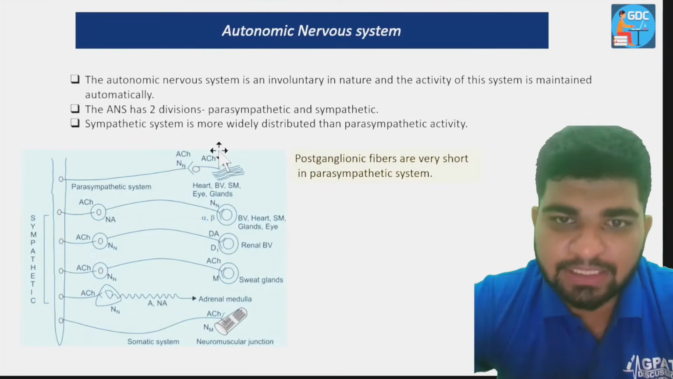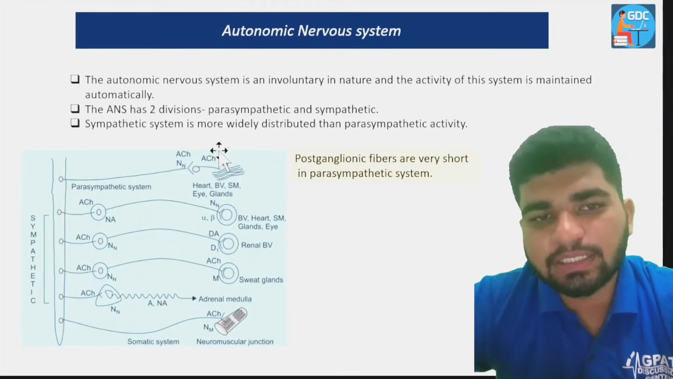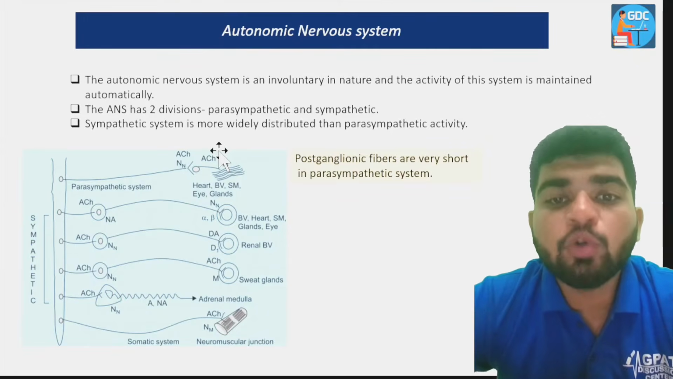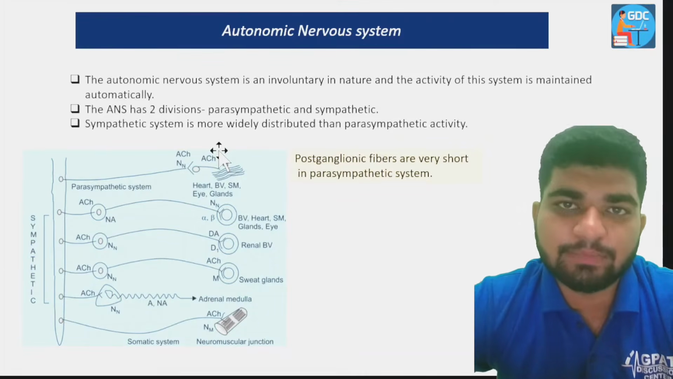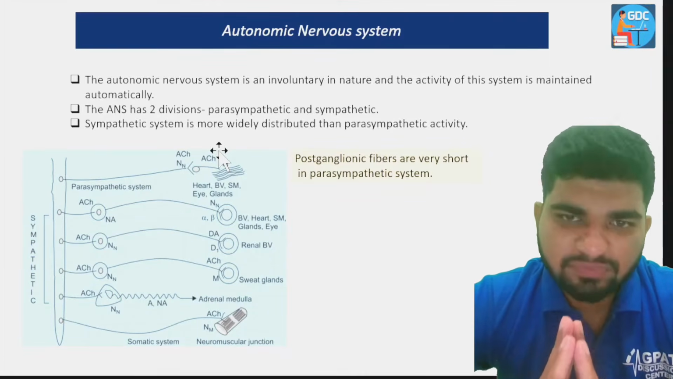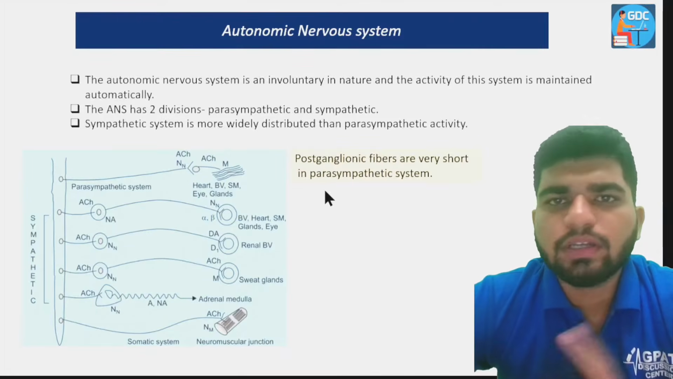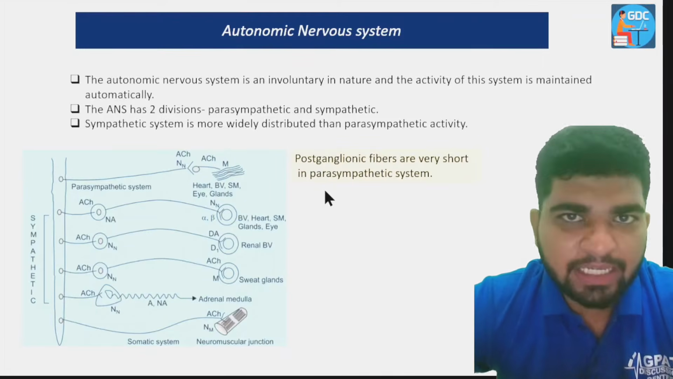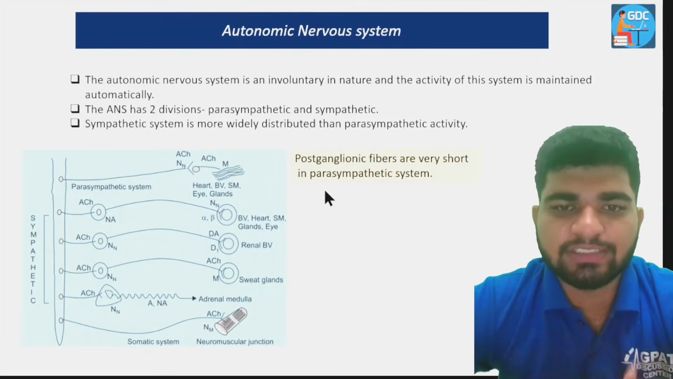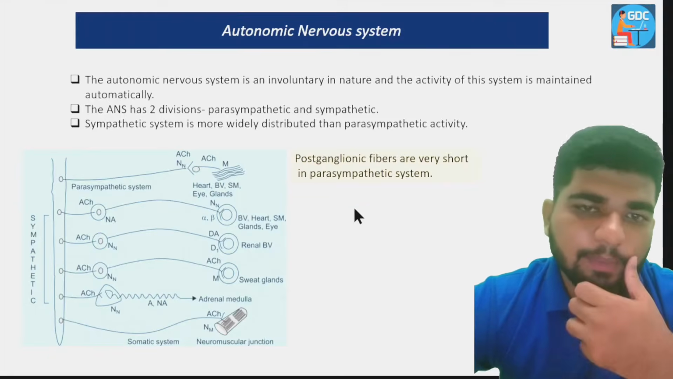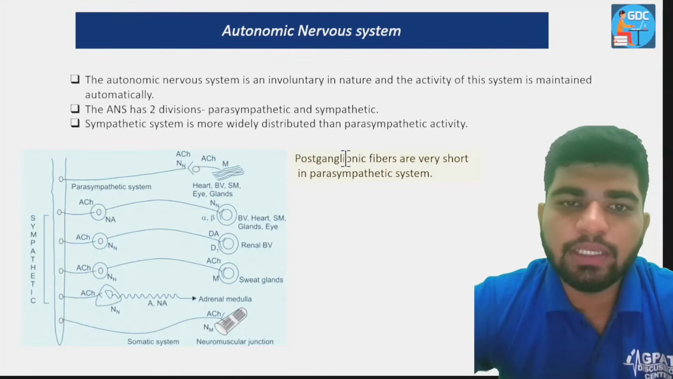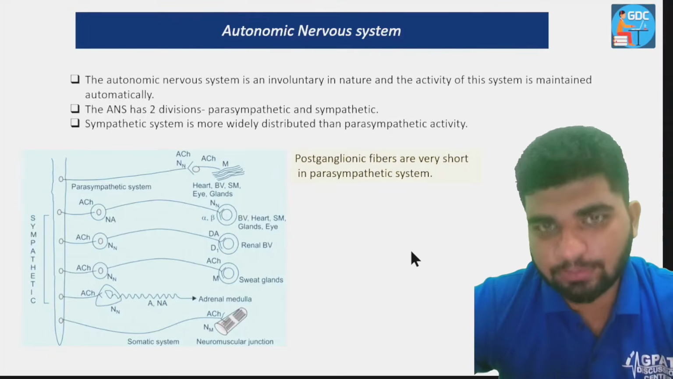The first one is parasympathetic and the second one is sympathetic. The sympathetic is more widely distributed than the parasympathetic, because the parasympathetic will control only your eyes, head and neck, and the trunk part, which includes the GIT. But the rest of the parts of the body are controlled by the sympathetic system only.